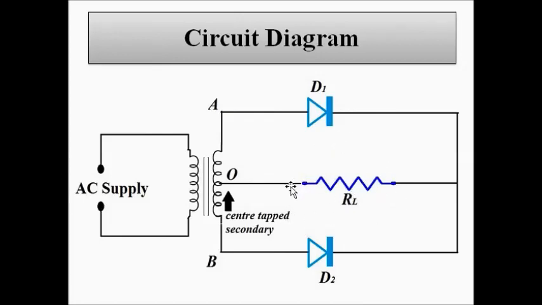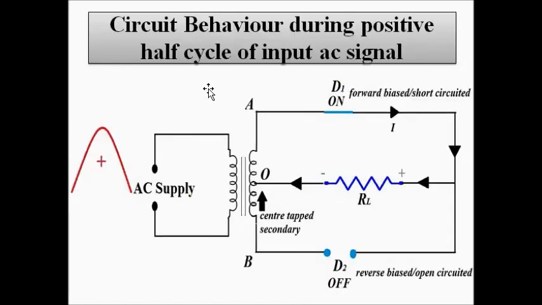So this is the basic circuit diagram of a center tapped full wave rectifier. Now, let us understand the circuit behavior. Again, the same process: during the positive half cycle and negative half cycle, we will study the behavior of the circuit. During the positive half cycle, the top end of both the windings becomes positive, meaning A becomes positive and B becomes negative.